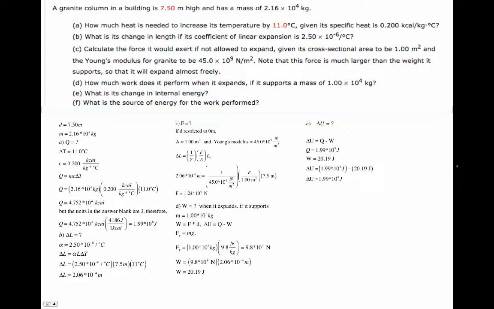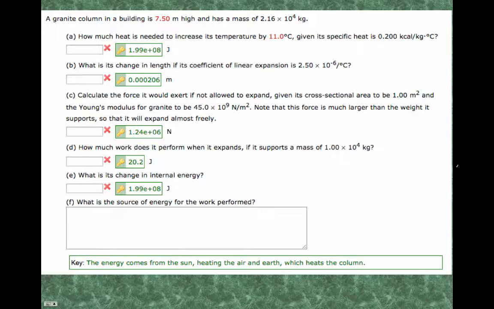So the final question is, what is the source of energy for the work performed? Oh, we could try and use all kinds of strange, bizarre things. We could talk about the building heat, people going in and out. But when you get right down to it, what the book was hunting for is the sun is shining down on it, and the source of energy is the sun. That's what caused it to heat up. And there you got it. The energy comes from the sun, heating the air and the earth, which heats the column.